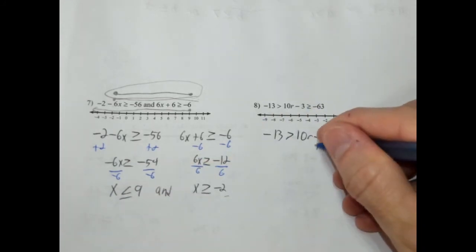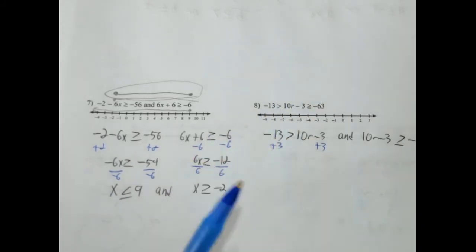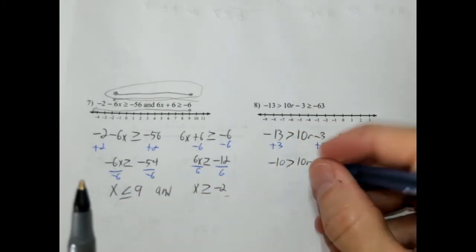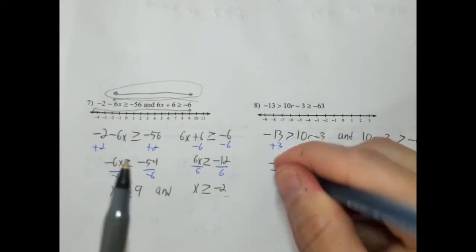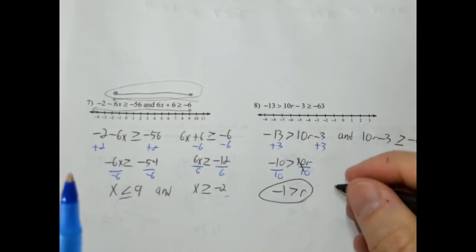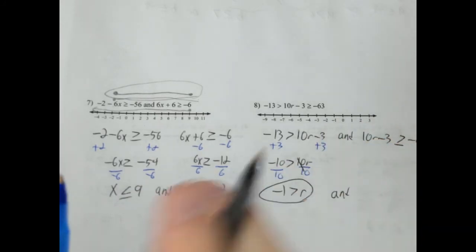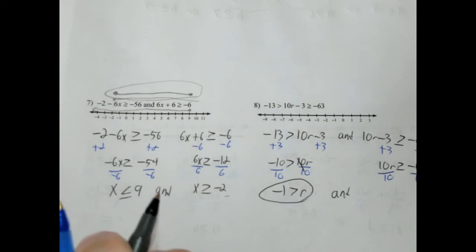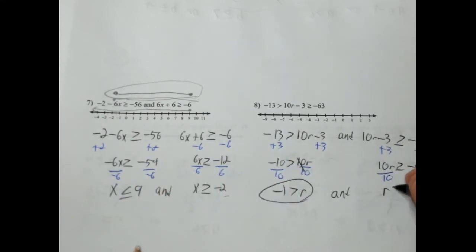Alright, so we're going to get rid of our constant first. We're going to add 3 to both sides. Negative 10 is greater than 10r. Divide both sides by our coefficient, which is 10. Negative 1 is greater than r. And add 3 to both sides. 10r is greater than or equal to negative 60. Divide both sides by our coefficient. R is greater than or equal to negative 6.